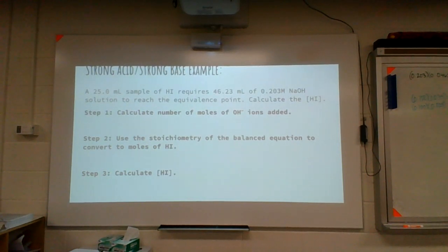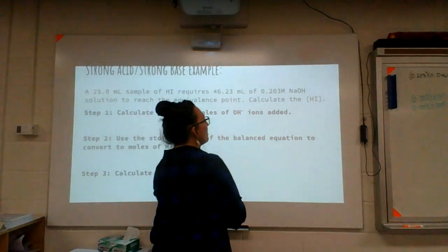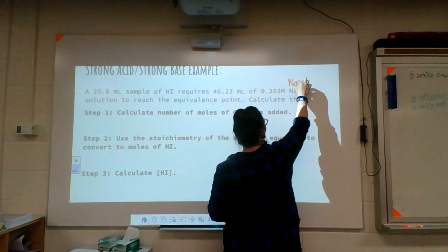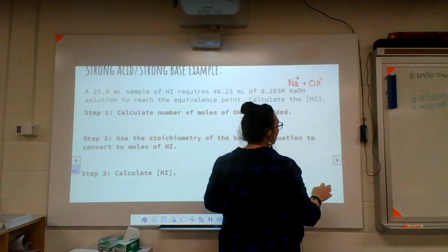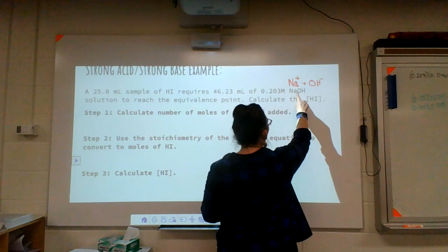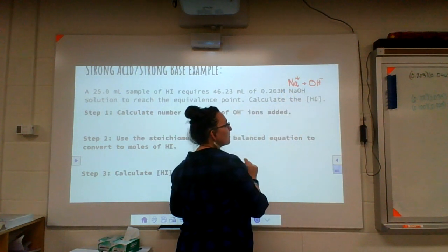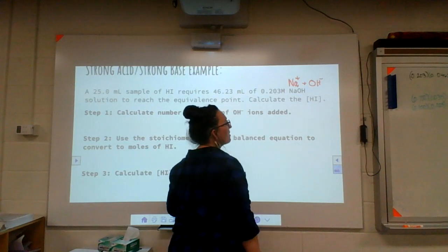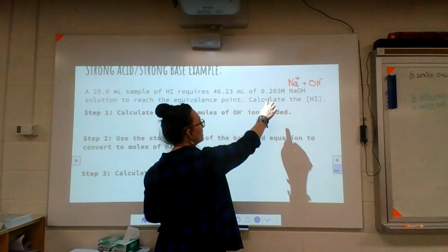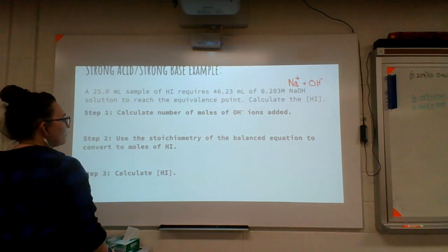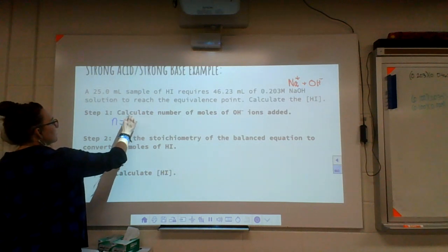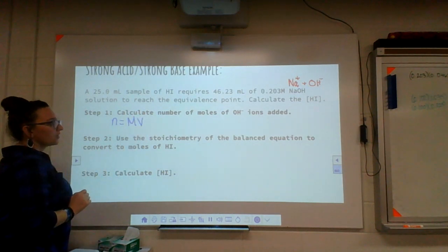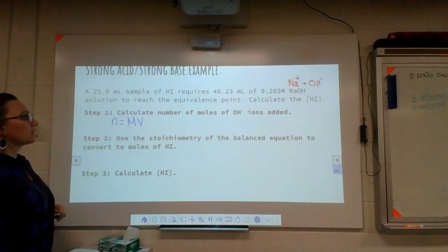So to begin, we have to calculate the number of moles of hydroxide ions that are added. So we know that sodium hydroxide, NaOH, is a strong base, and so will completely dissociate in water. So that tells us that every 1 mole of sodium hydroxide is going to produce 1 mole of hydroxide ions. So I can use this molarity as my molarity for the hydroxide. So the number of moles is going to be equal to the molarity times the volume. Remember, your volume has to be in liters for this calculation.